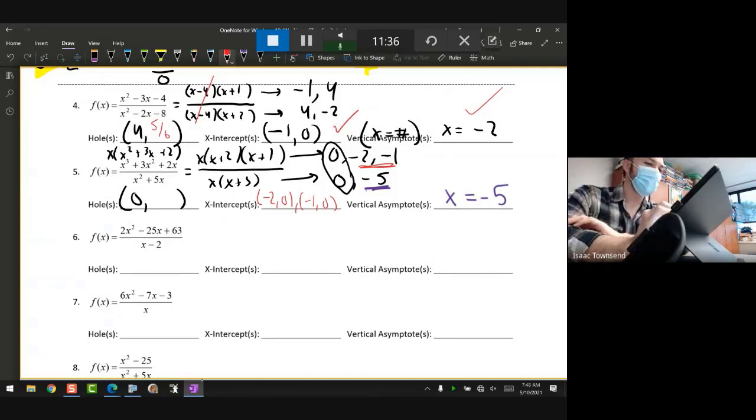And then to find the y value of the hole, you need to plug this into the reduced form here. So imagine these factors canceling out, reducing, and plug it into what's left over. You get 2 times 1 over 5. So 2 fifths.